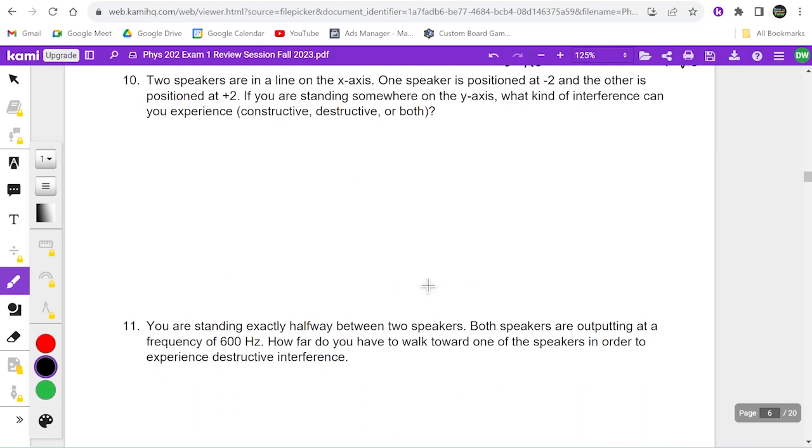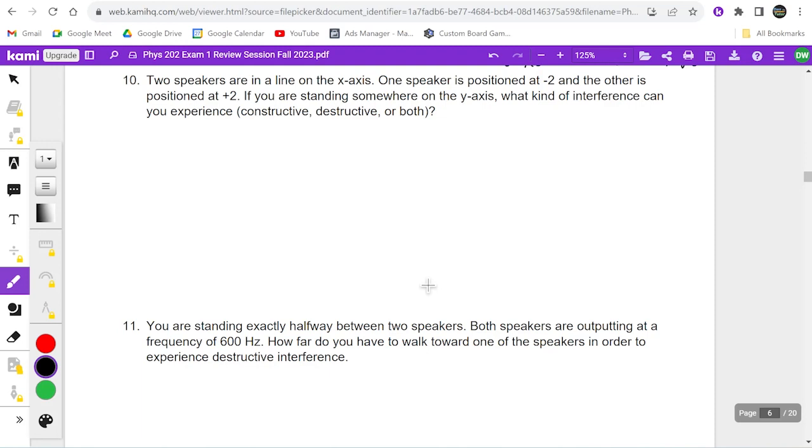Number 10, 2 speakers are in a line on the x-axis. One speaker is positioned at -2 and the other is positioned at +2. If you are standing somewhere on the y-axis, what kind of interference can you experience? Constructive, destructive, or both?